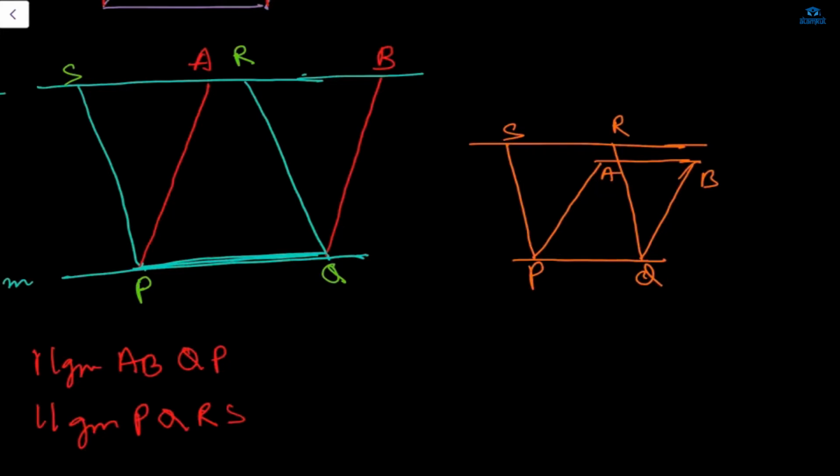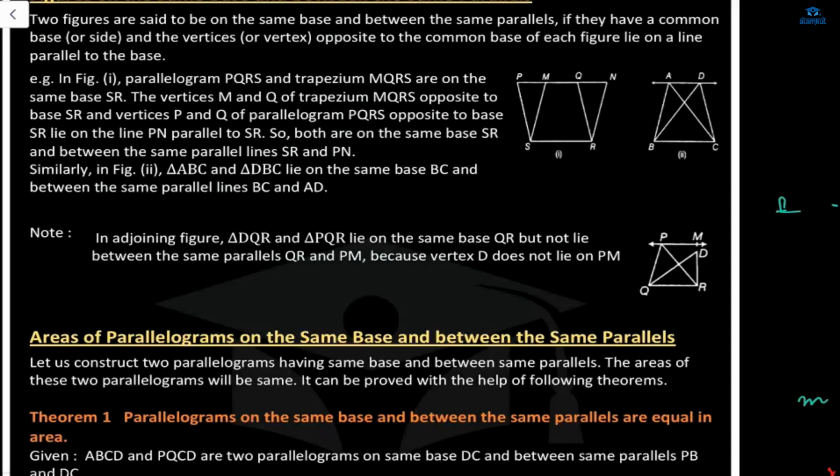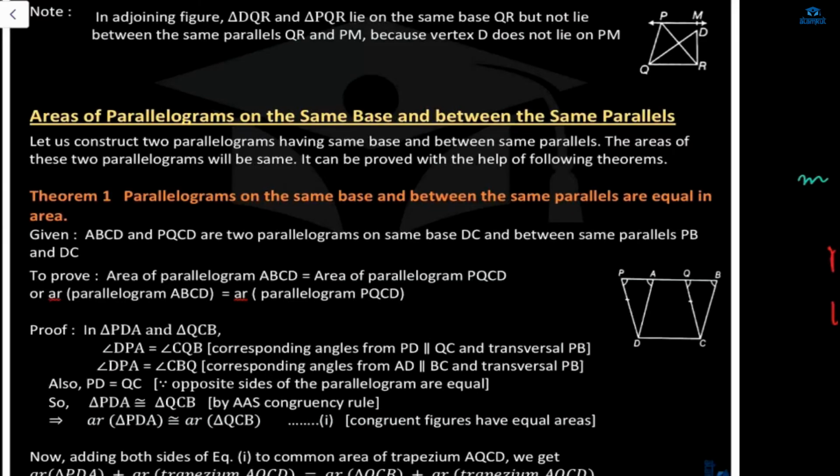So these are the figures that are on the same base and between the same parallel lines. Understood what that means? Because we will be using this to prove that parallelograms on the same base and between the same parallel lines are equal in area. We will also prove that a triangle and a parallelogram on the same base and between the same parallel lines, the triangle is half of the parallelogram.